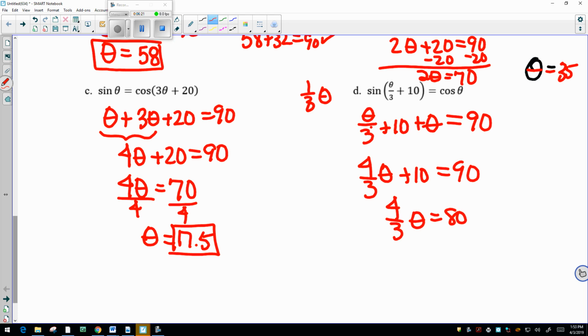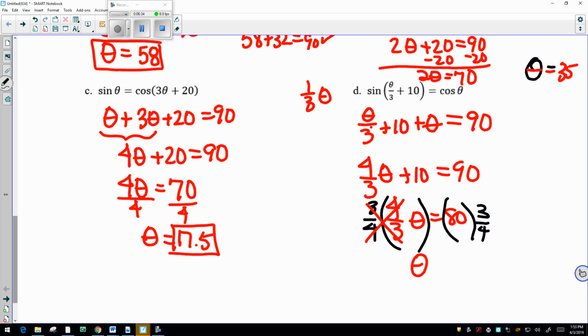And to get theta by itself, I can think multiply by the reciprocal. And I have to do that on each side. So when you multiply by the reciprocal, I'm going to be left here with theta. That's what we want. And on this side, think when you multiply fractions, tops with tops, bottoms with bottoms. And when we simplify that down, it's going to leave you with theta being 60.